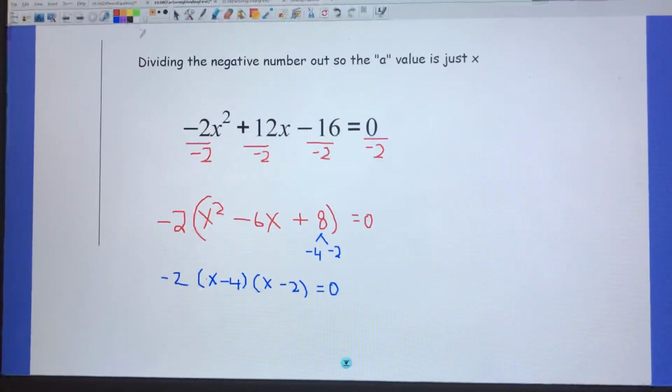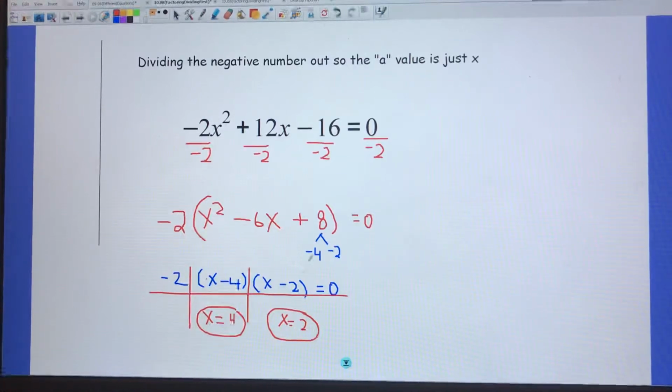Right, so the last part is to solve. So we've got to split everything apart. Once again, if there's just a number, you just leave it blank. This one's the opposite, so it's going to be x equals +4, and then x equals +2.